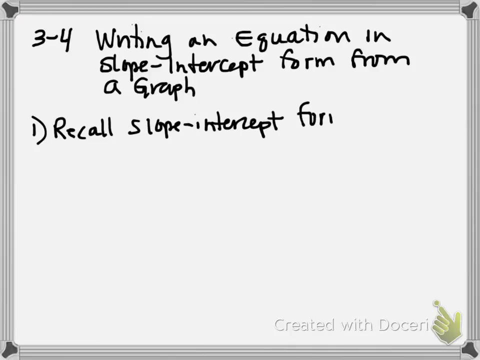And what is the slope-intercept form? What does it look like? Y equals mx plus b. Y and x are variables. M and b are values. So we're going to go ahead and figure out those values. So the first value we're going to figure out is slope.